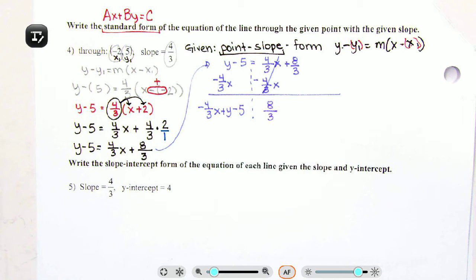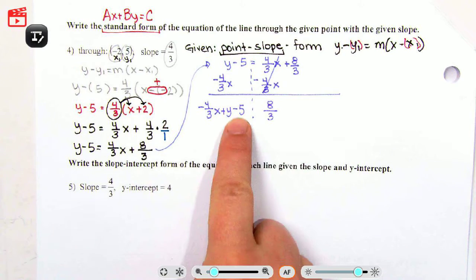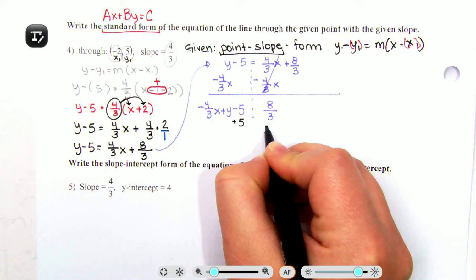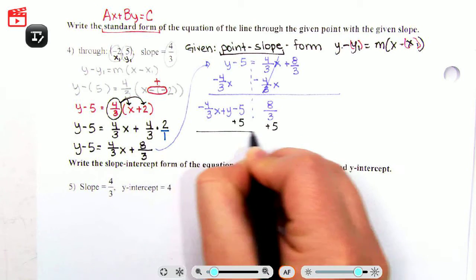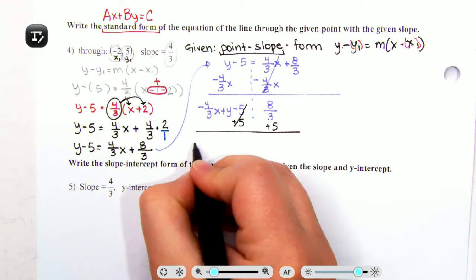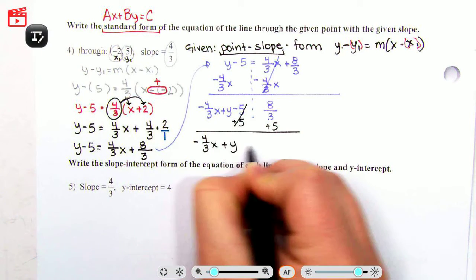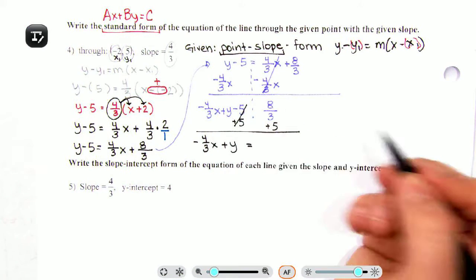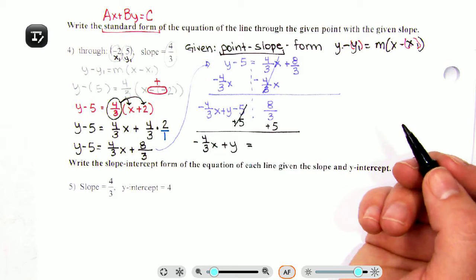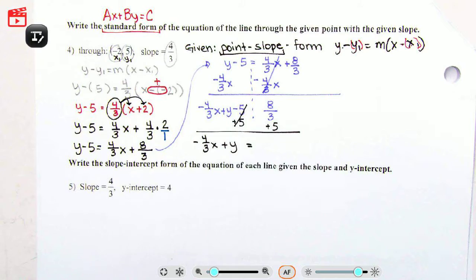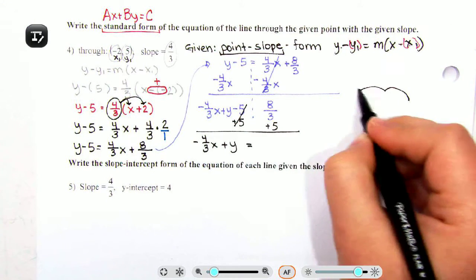Okay. Yes, we have x and y on the same side, but we got to get rid of that 5. So I'm going to add 5 to both sides. So we have negative 4/3 x plus y is equal to 5 plus 8/3. Now that's a big fraction. That definitely is a big fraction, but we can take care of it. So I'm going to do a thinking bubble off to the side.